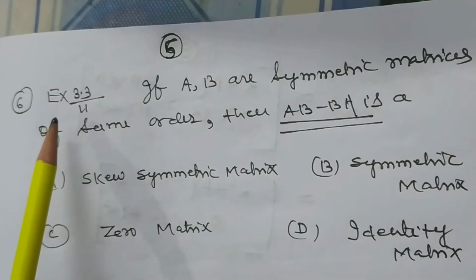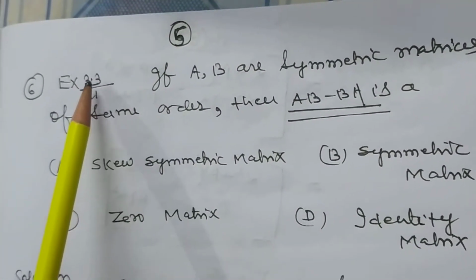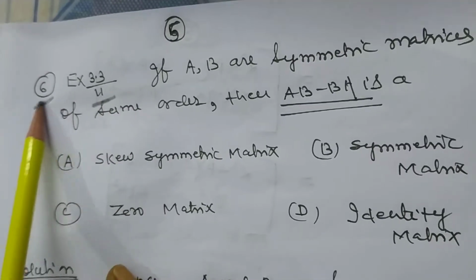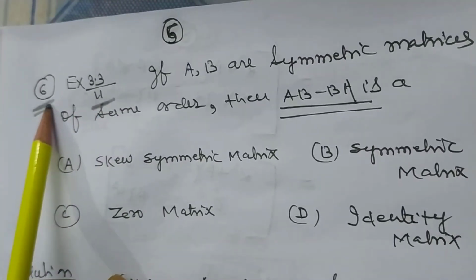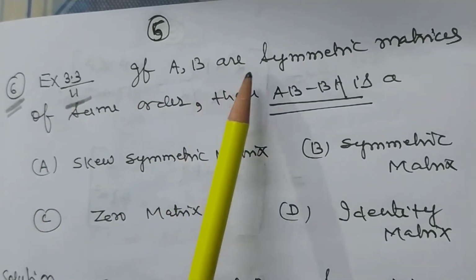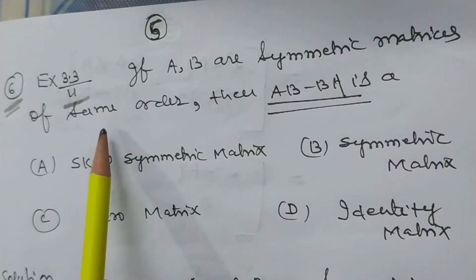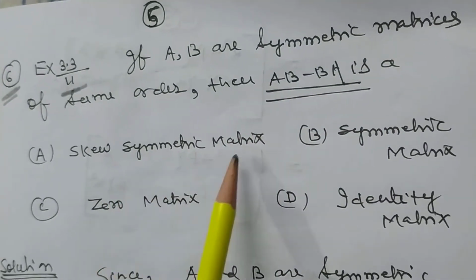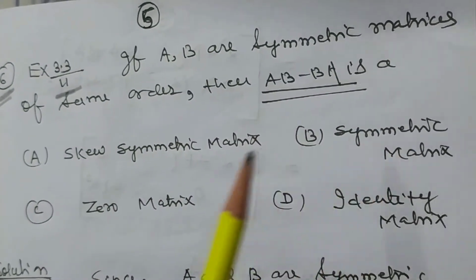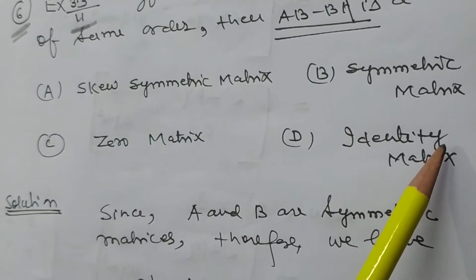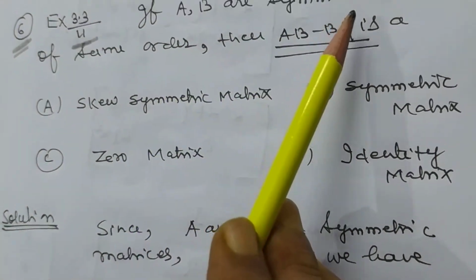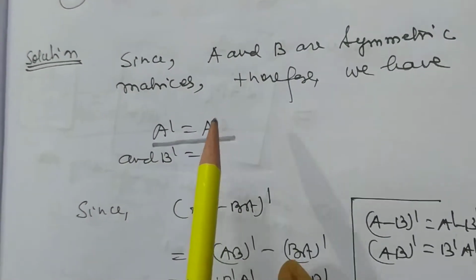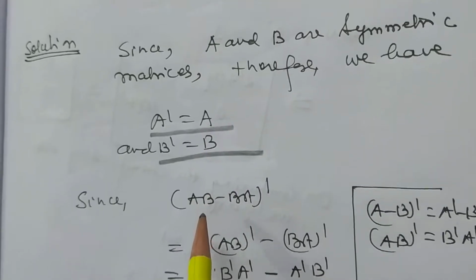Now see problem number 6, exercise 3.3 and problem number 11. This is also known as problem number 6 of this study material. If A and B are symmetric matrices of the same order, then AB minus BA is a skew-symmetric matrix, symmetric matrix, zero matrix, or identity matrix. A and B are symmetric matrices. Here it is given, it means A dash is equal to A, B dash is equal to B.